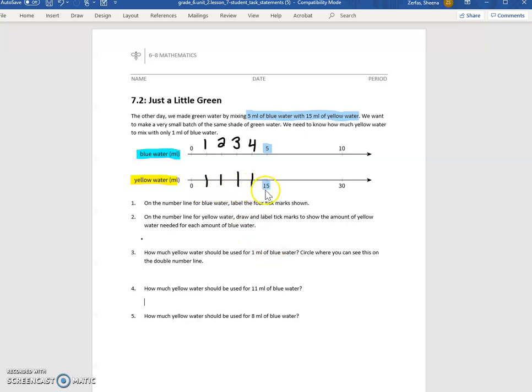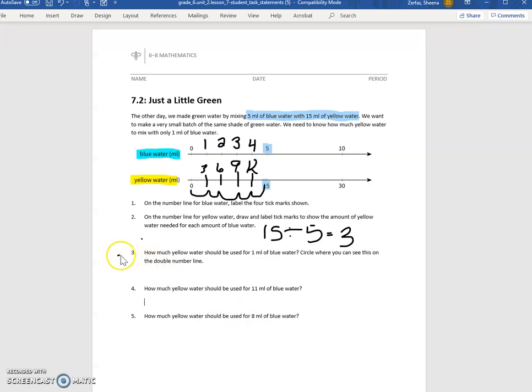To determine what I want to count by, I know again I have 5 spaces in between the 0 and the 15, because this is space 1, 2, 3, 4, 5. So to figure out what I'm counting by, I take the 15, the second value here in my ratio, and I'm dividing it into 5 spaces, which tells me that I want to count by 3s. So 3, 6, 9, 12, 15.